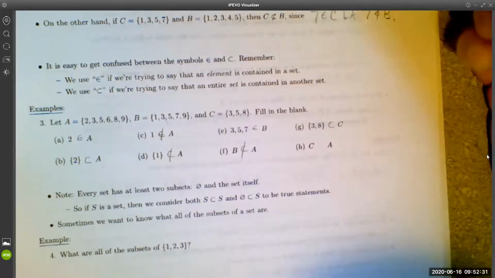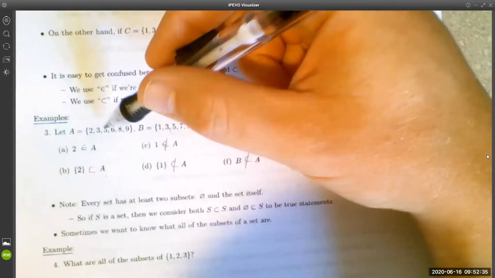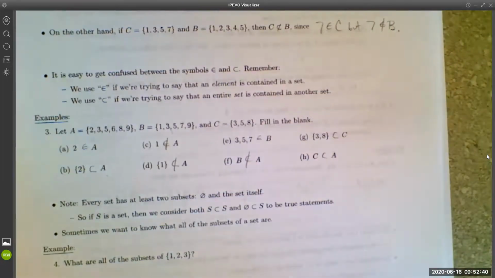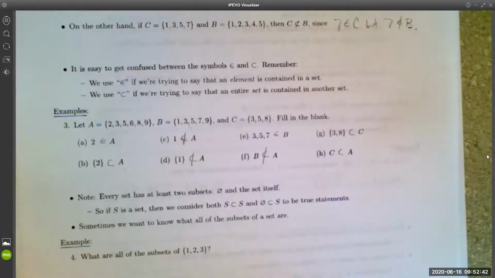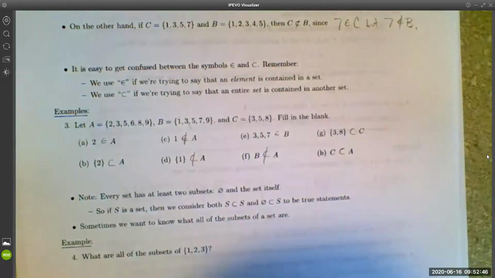And then finally, you've got C and A. Well, C is 3, 5, 8. I would say C is a subset of A. So that's how subset notation works.